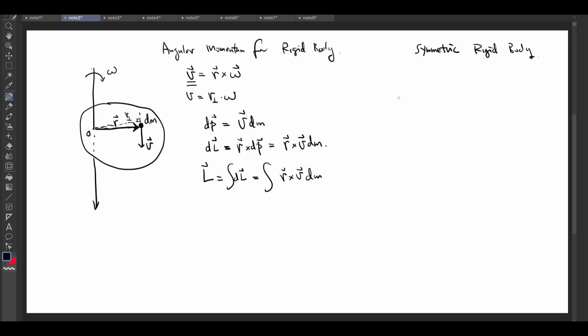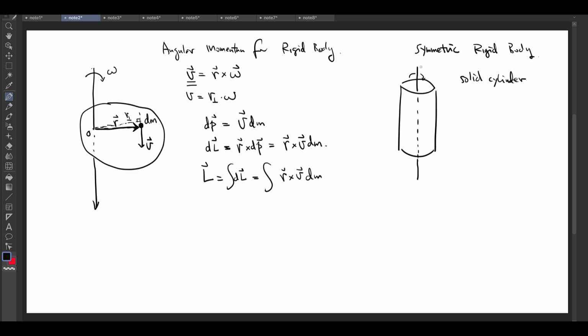Here's one example. Let's say we have a solid cylinder, and it's rotating around its central line. The rotation axis goes through the center. Okay, so let's say we have a solid cylinder.